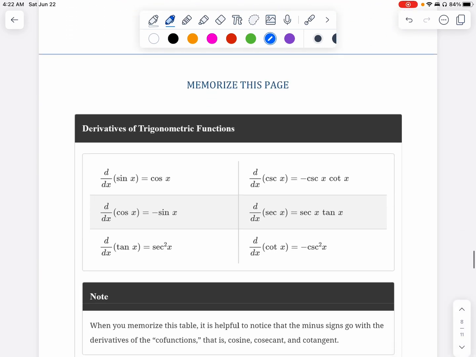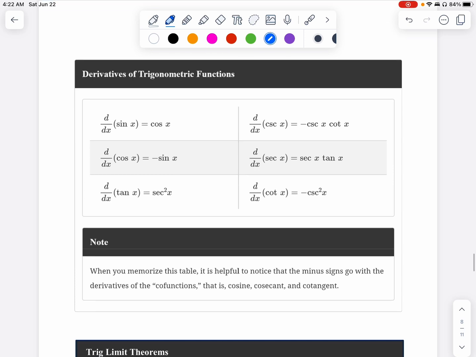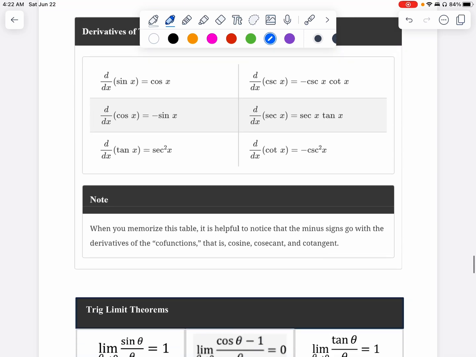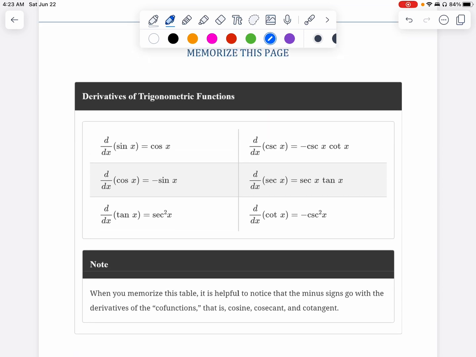Which brings us to this page. Using the quotient rule and the other identities, we can find all 6 of these. Notice, and this is a table that you'll just want to memorize, all 6 of those. To help you memorize, notice that every time you take the derivative of a function starting with a c, it always gets you a negative. And the ones that don't start with c are always positive. So that's one trick to help you memorize these.